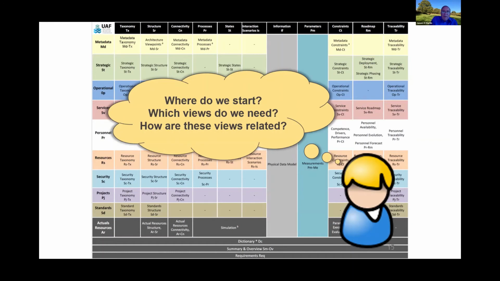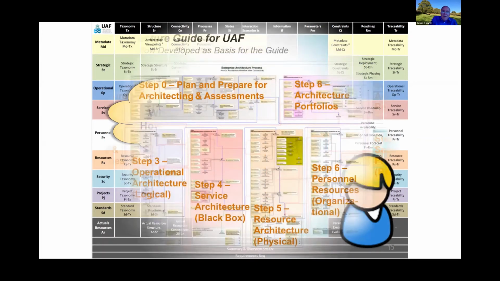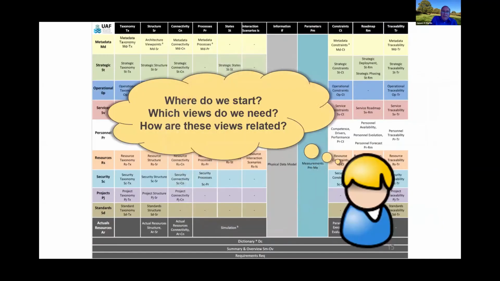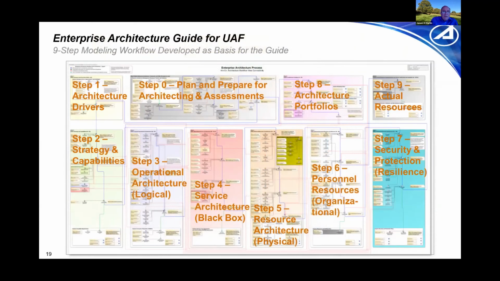Because obviously you never want to do all 72. It's very, very typical to have only 10 or 12 or maybe 15 at the most. But which ones you do depends on what you're trying to accomplish. And then again, once you pick the views, how are those views related to each other? The guide itself is meant to answer these three questions. So we had to build a workflow, which is not a process diagram. We actually model this within the modeling tool using UAF.